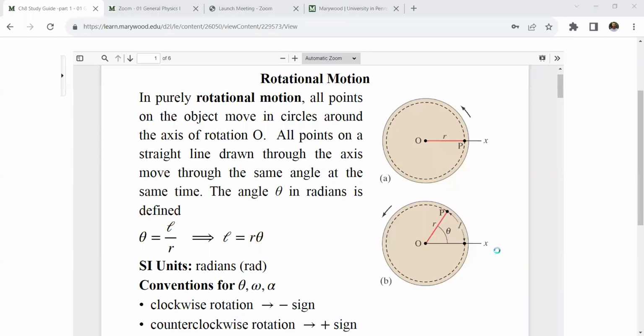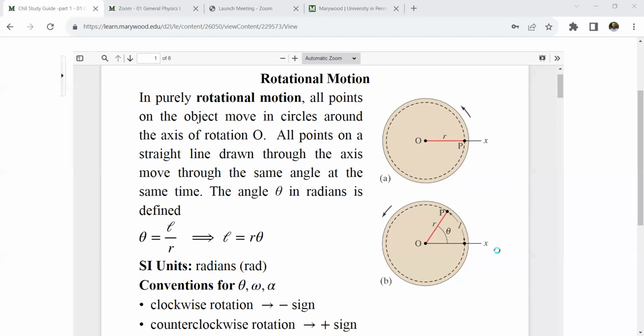Hi, so let's start a new chapter. Today you are going to learn about rotational motion, from chapter 8 of your textbook. In chapter 5, you learned about uniform and non-uniform circular motion. While you were learning uniform and non-uniform circular motion, we neglected some quantities called the angular quantities. Here we are going to learn those quantities and learn about rotational motion in detail.